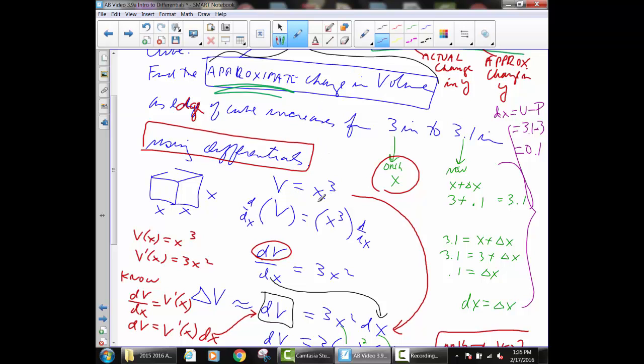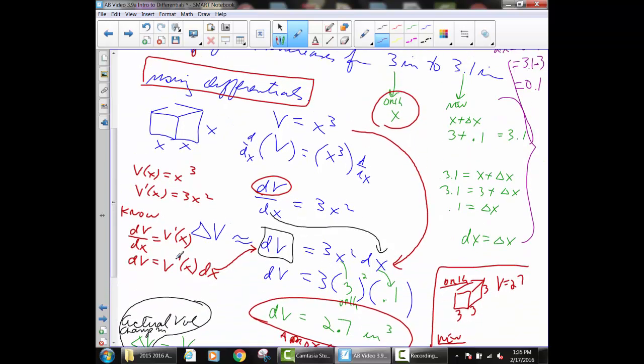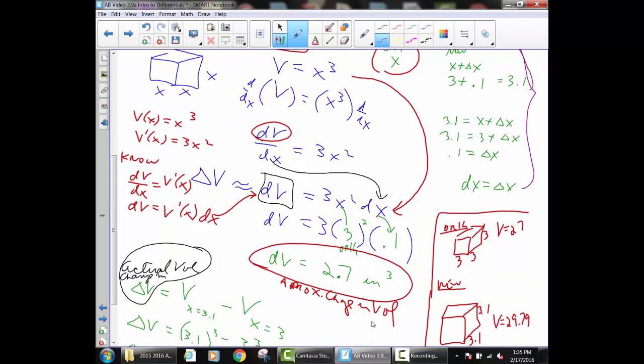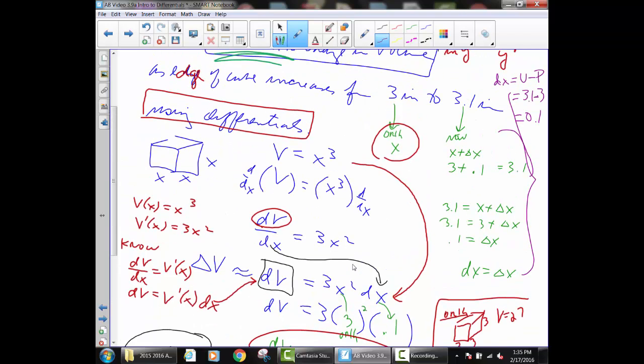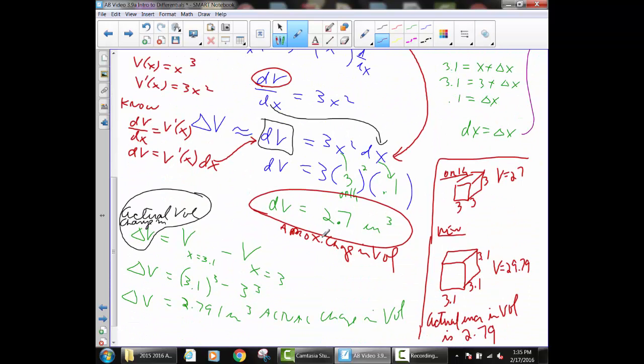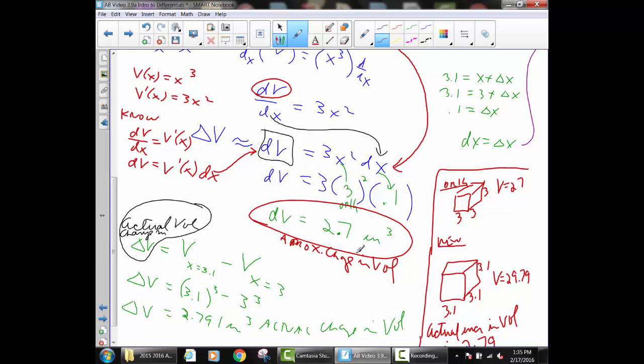So all I do is I take the derivative of each side with respect to x. I get dv dx equals 3x squared. And then I get rid of the dx by sending it to the other side. And they've asked me to approximate the change in the volume. Well, I know that the actual change in the volume is approximated by the differential of the volume. So I now plug in the x, which was the 3, which is where you started at. It's the pretty number. The delta x, of course, if I went from x equals 3 to 3.1, that means my delta x is 0.1. And then you simplify this and you find out that the approximate change in the volume as the edge grows from 3 inches to 3.1 inches will be approximately 2.7 cubic inches.